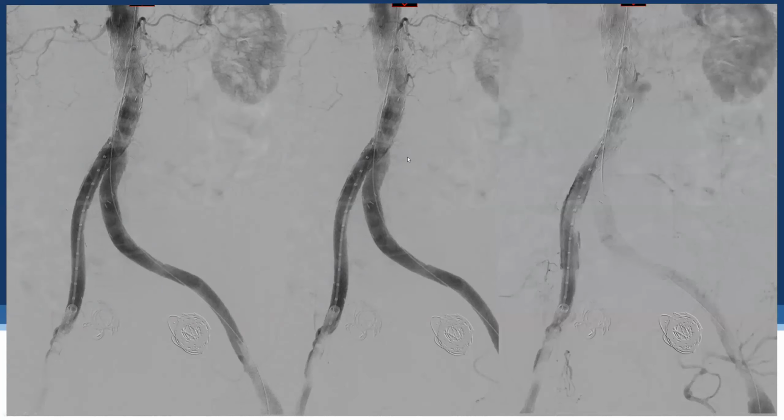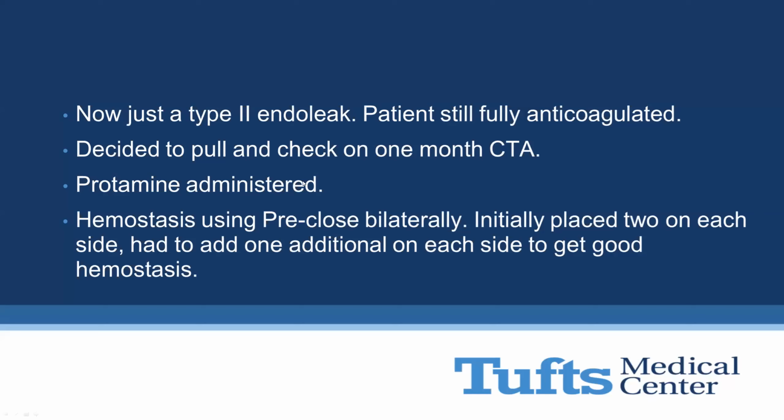And now there's all these collaterals, lumbars. And now there's a type 2. And it just kind of flowed here and flowed down along the graft. There was potentially still a 3 here that we couldn't find. At this point, we decided that it was a type 2.